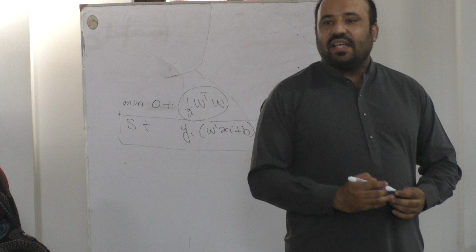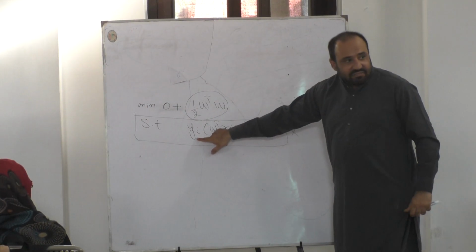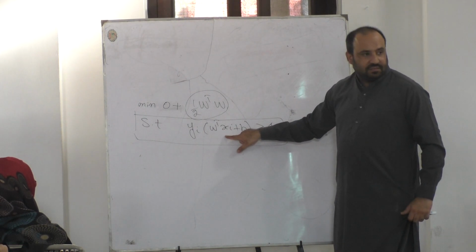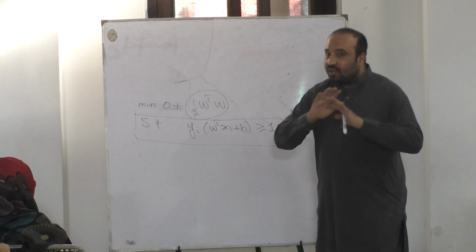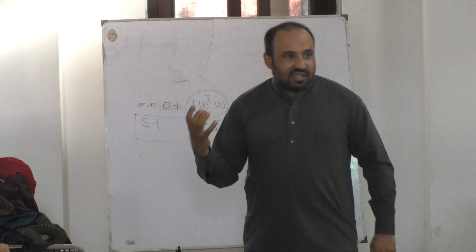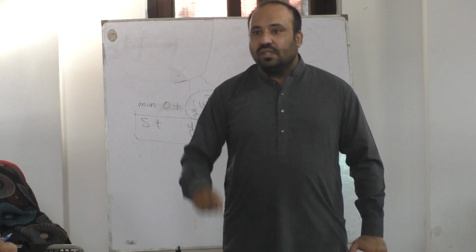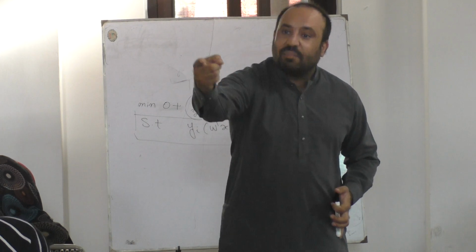What is this constraint saying? If yi is negative, the inside number should be negative. If this is positive, then this must be positive. Which means if you want to satisfy the constraints, you're not allowed to make a single error. So the error is 0. I will relax this condition in the case of outliers and in the case of non-separability.